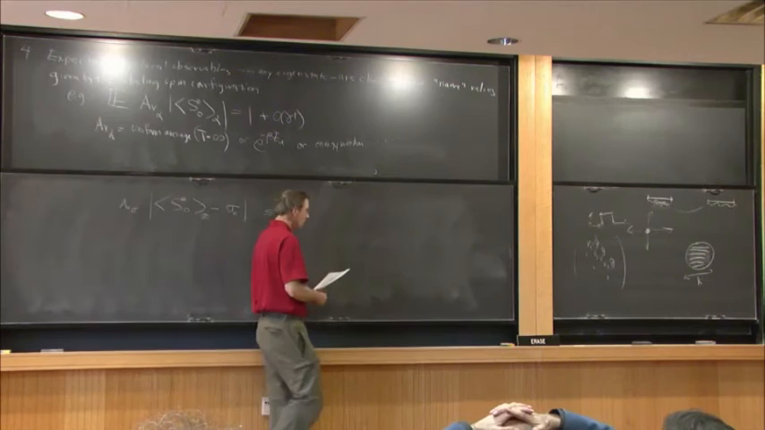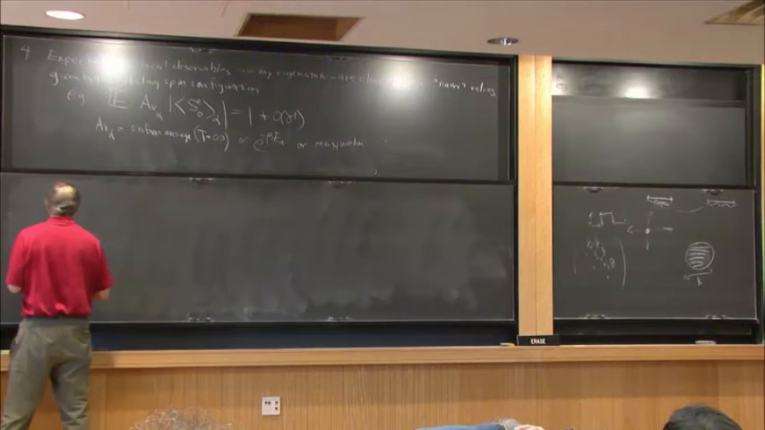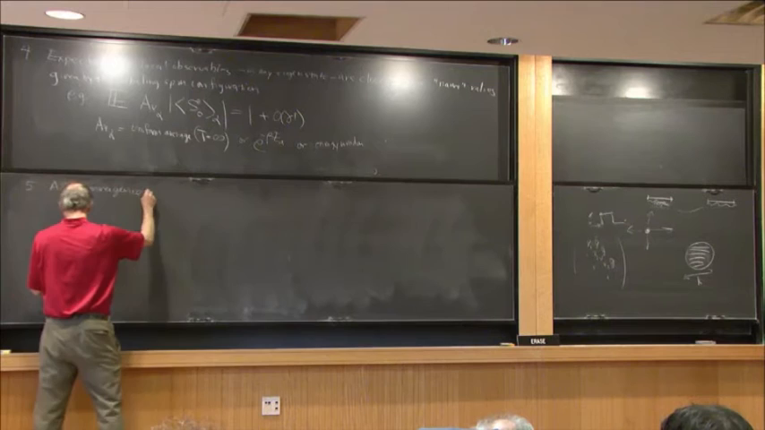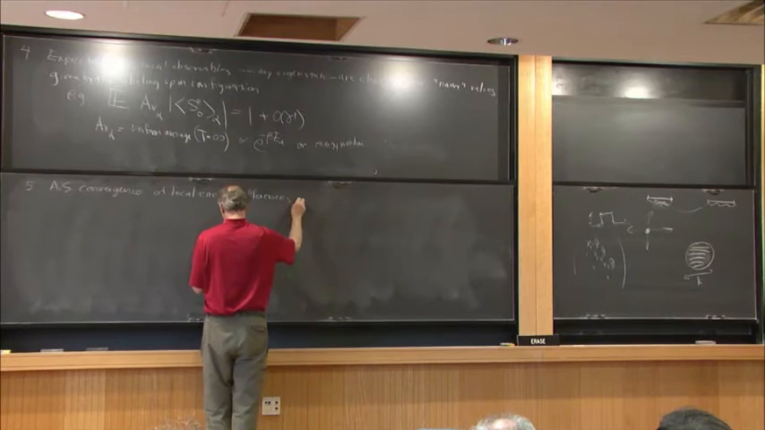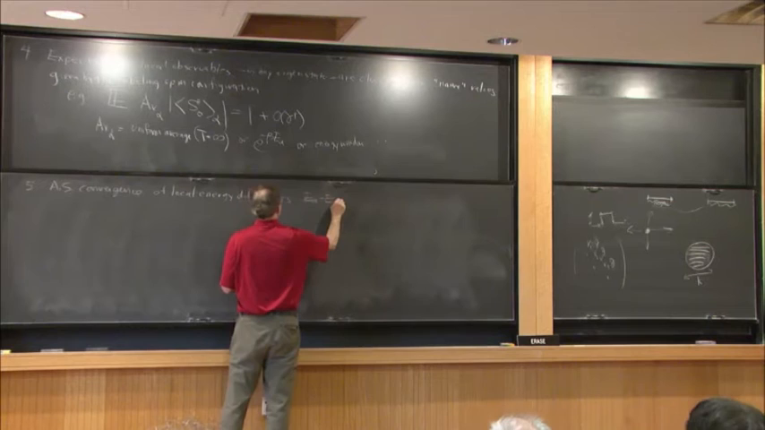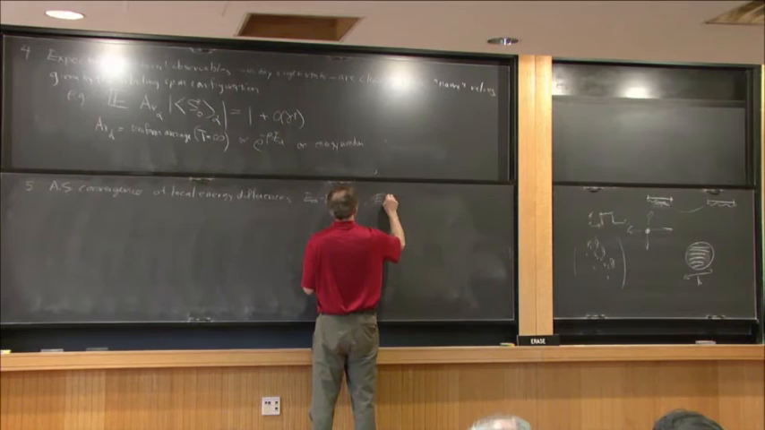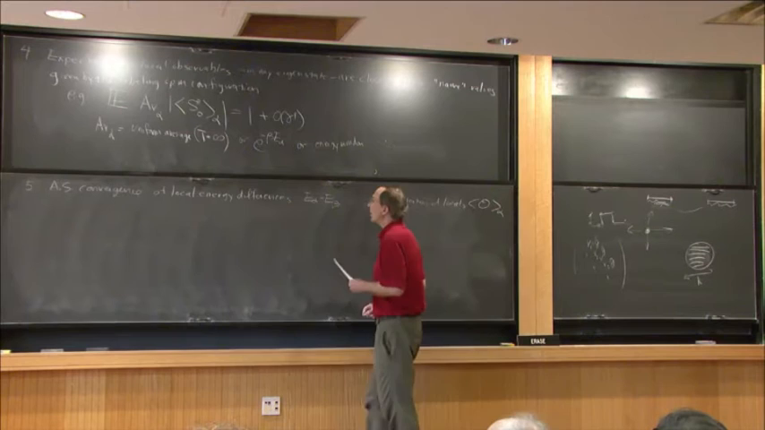And that's just going to be some power again. Then there's an issue of volume convergence. Local energy differences, E alpha minus E beta, expectations of locals, as lambda goes to infinity.